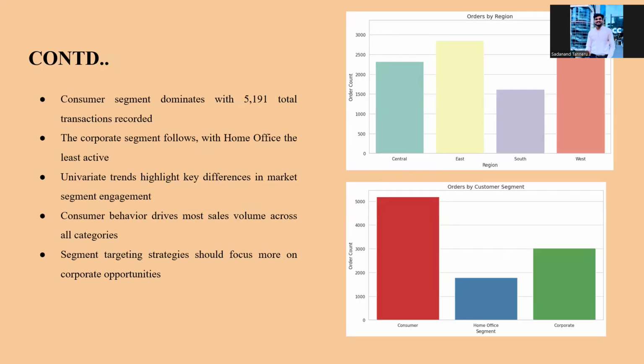So here the consumer segment dominates with 5,191 total transactions recorded, and the corporate segment follows with home office being the least active, and univariate trends highlight key differences in market segment engagement, and consumer behavior drives most sales volume across all categories. Segment targeting strategies should focus more on corporate opportunities.